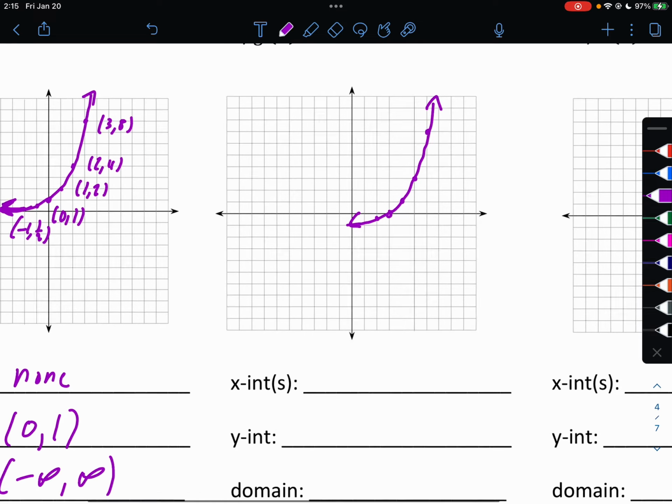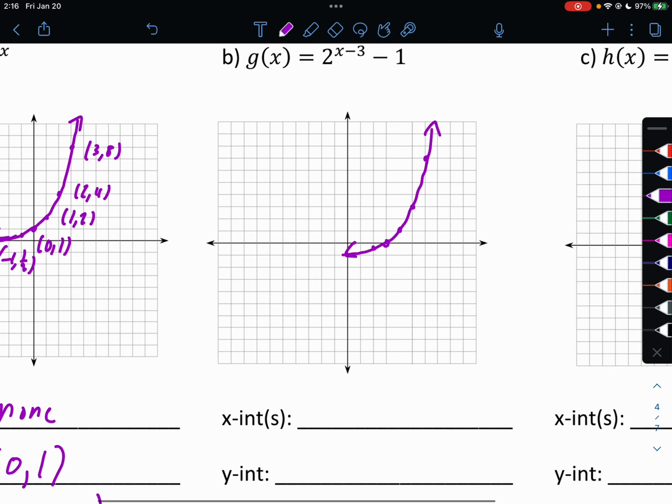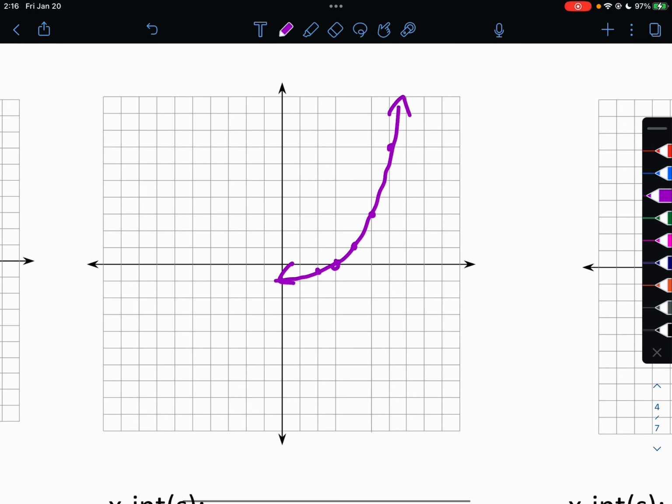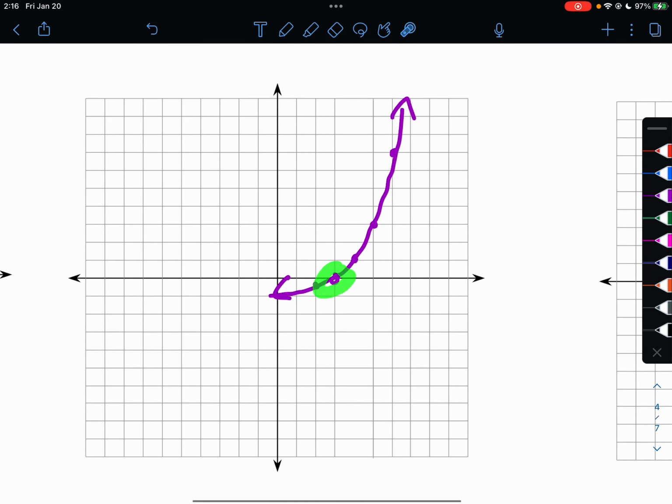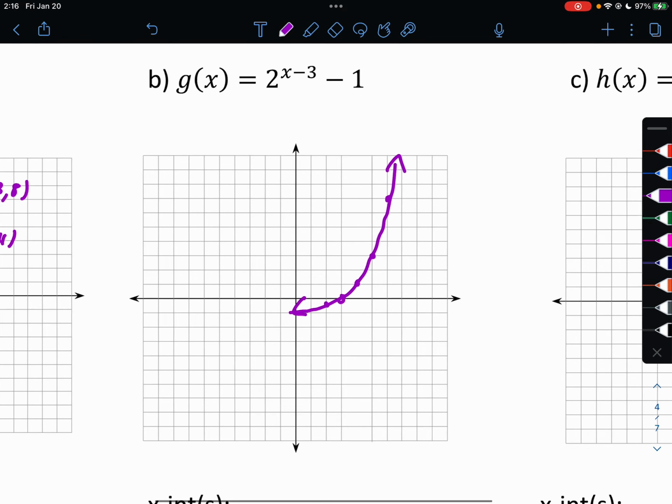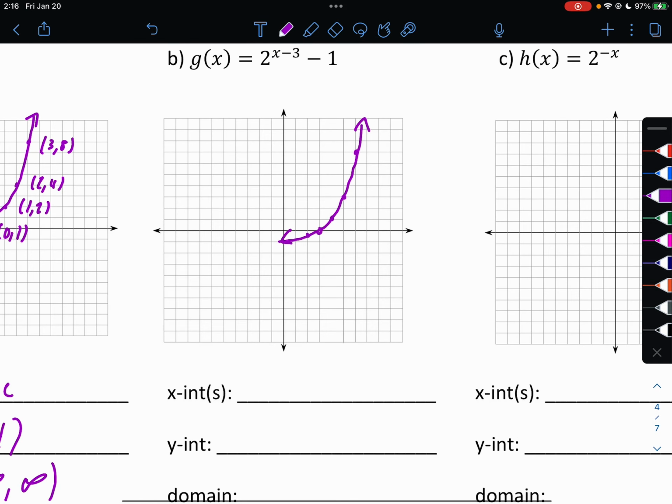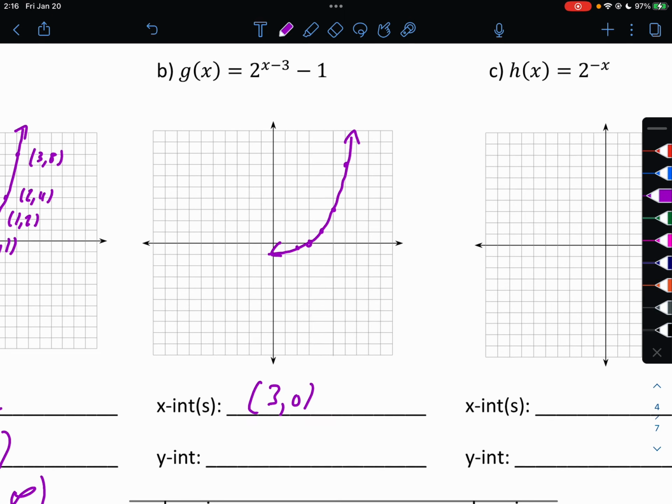So there's our graph. Now we do have an x-intercept, right? Which it looks like right about here, about 3, 0. And if you're unsure of that, you could always set this equal to 0 and solve. The y-intercept: now, if we put 0 in for x, it'd be 2 to the negative third minus 1. So it'll be 1/8 minus 1, which is negative 7/8.